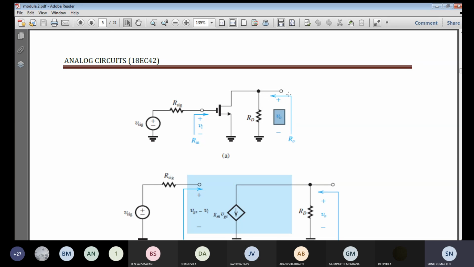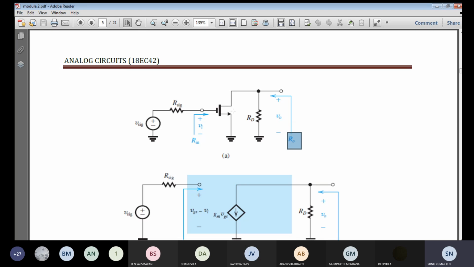So in order to find the output resistance, I'm going to connect a test voltage source across here. That is given by Vx, and the current that will be flowing is Ix. With that we are going to find Vx by Ix, which gives the value of the resistance R0. And we have not connected a load resistance RL, so that is unloaded.